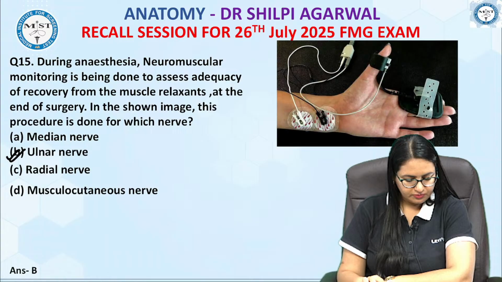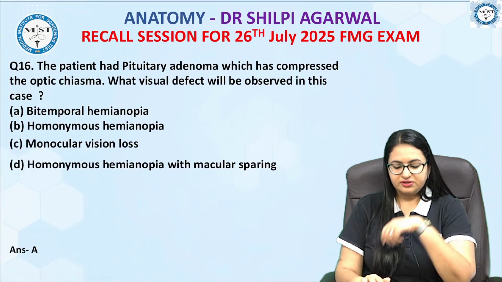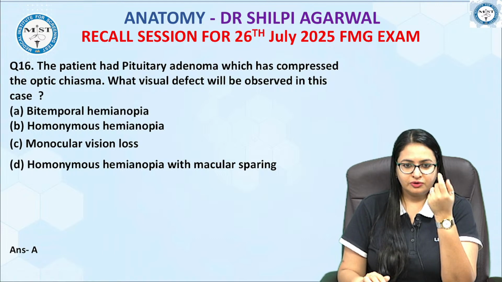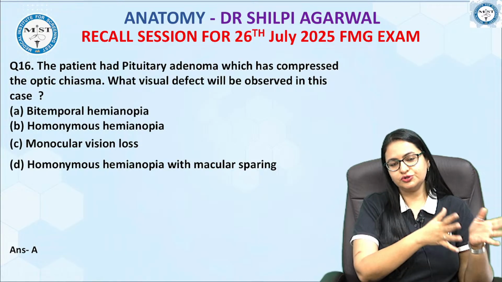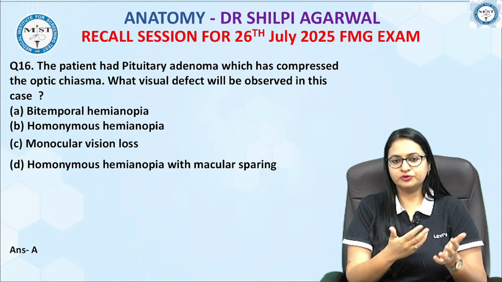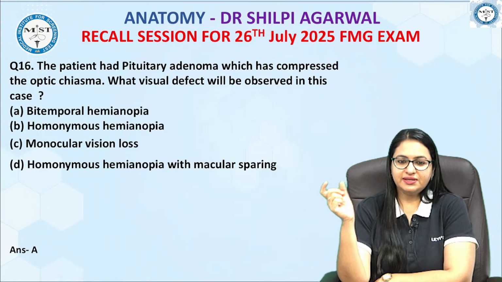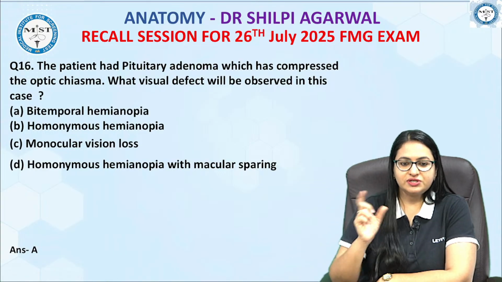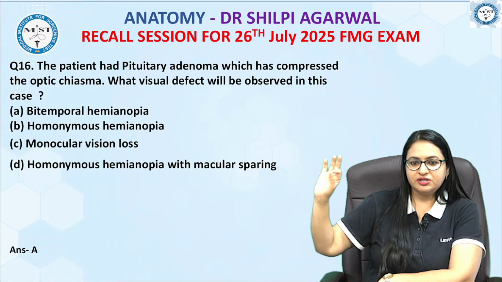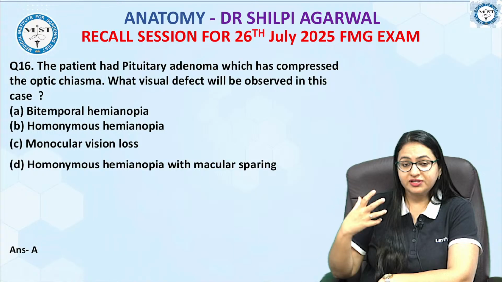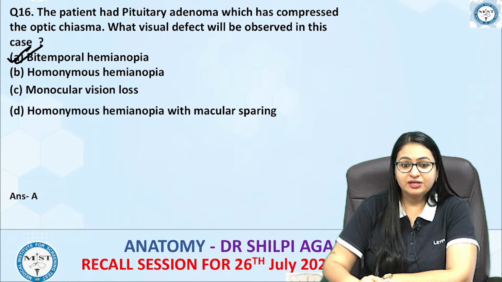Yes, this is a question correlated with anesthesia, and it is also correlated with ophthalmology, in which it is a clinical integrated question. Whenever we talk about the visual pathway in anatomy, we always mention this clinical aspect in ophthalmology. The patient has a pituitary adenoma which compresses the optic chiasma. What can be the visual defect here? We know the visual defect will be bitemporal hemianopia.